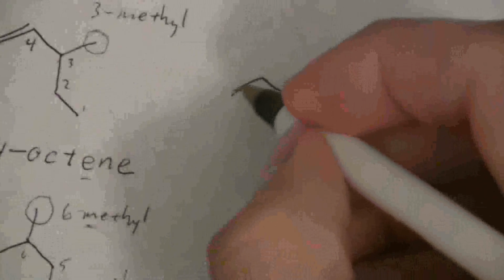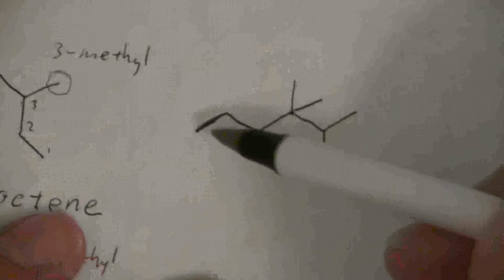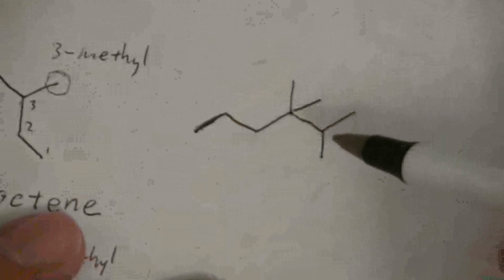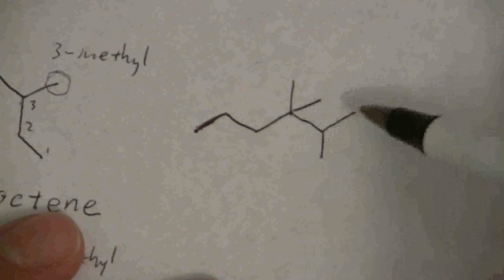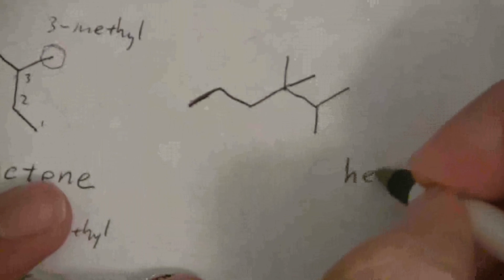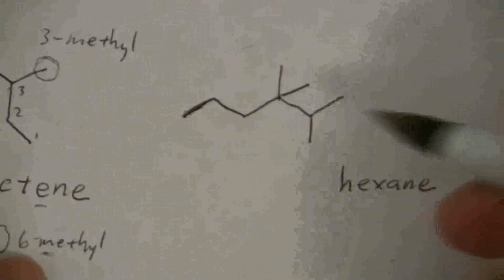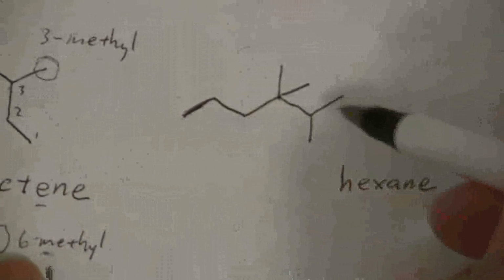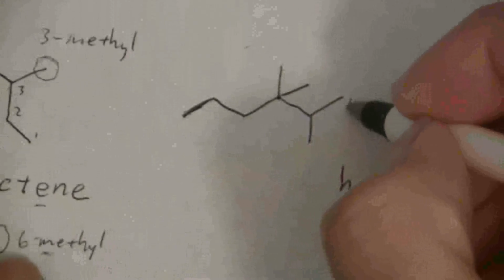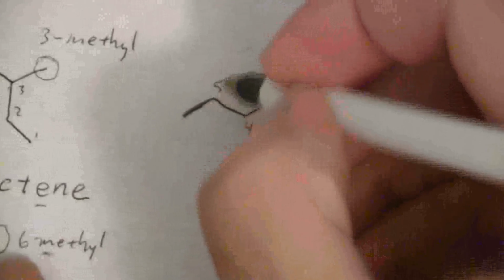Okay, so we're going to find the longest chain. And what is the longest chain? Well, we have 1, 2, 3, 4, 5, and either way it's going to be a hexane. So our base name is hexane. And now, which side are we going to number it from? Well, clearly from this side, since that will give us the lower number to start with.